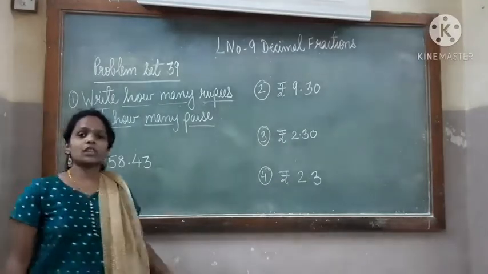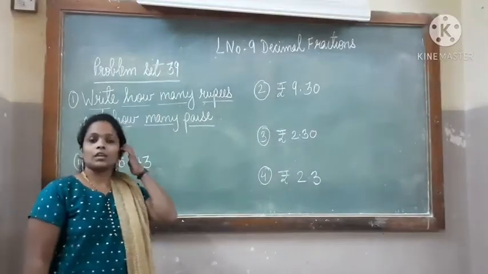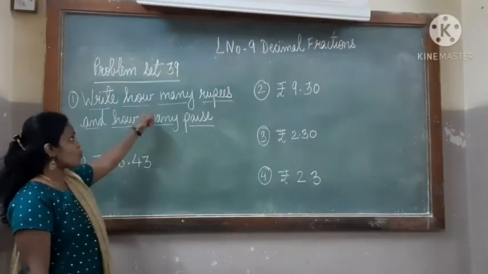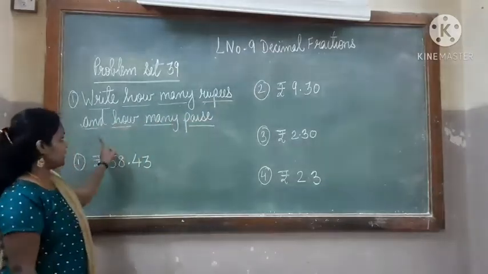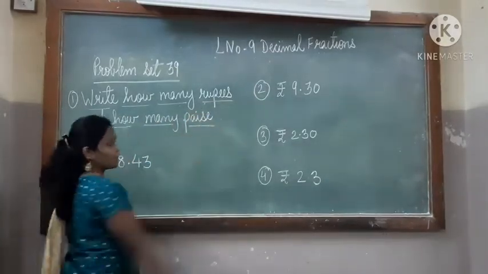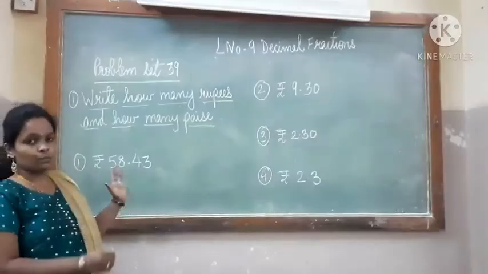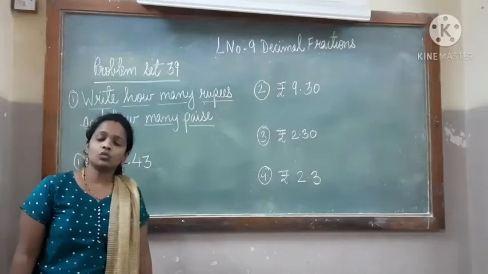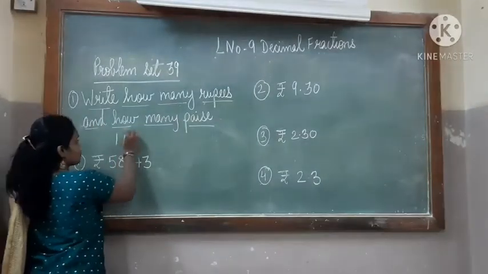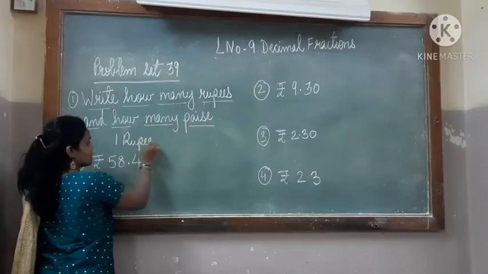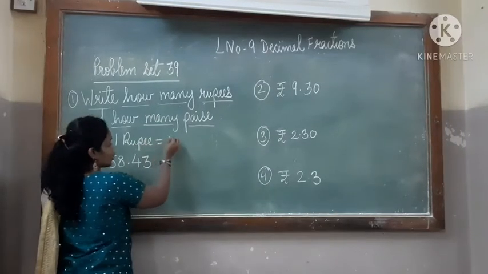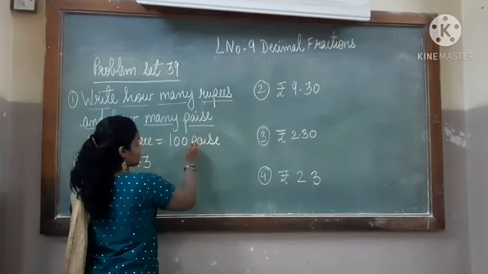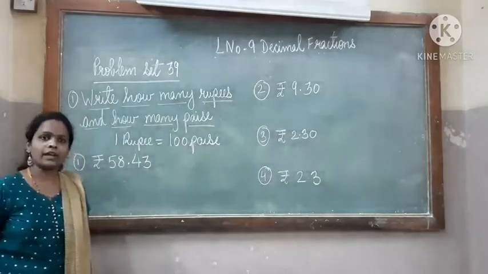Let us start with problem set 39. In problem set 39, what is the question? Write how many rupees and how many paise. Means you have to write how many rupees and how many paise. First of all, you all know that 1 rupee is equal to 100 paise. Clear? 1 rupee is equal to 100 paise.